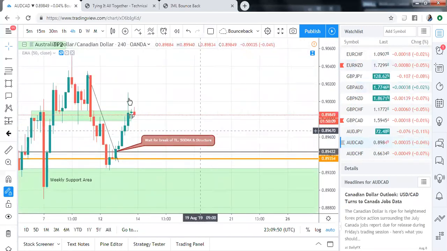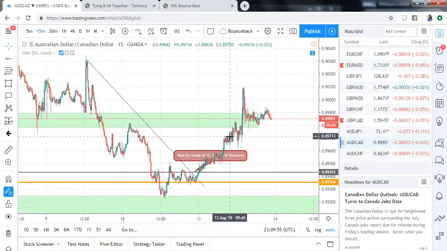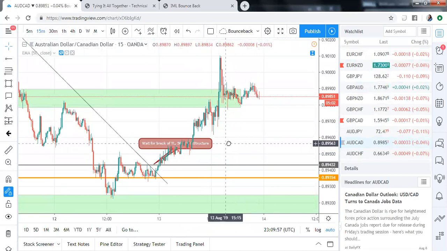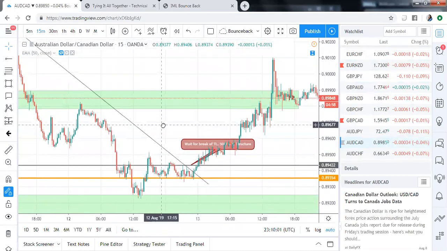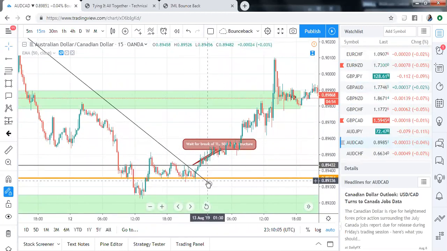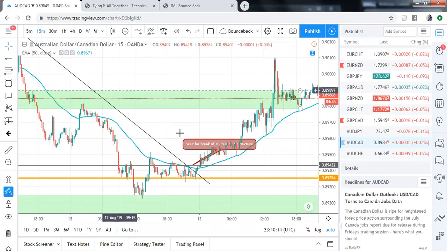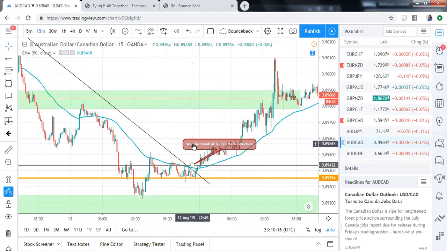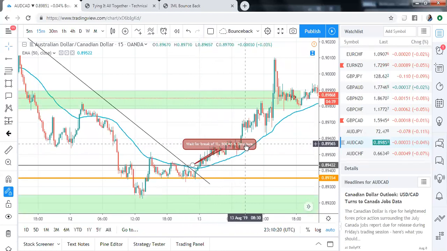Good. So I actually posted this yesterday, and I posted the trend line, and we're going to go through the whole setup now. This is the trend line that I posted. I told you guys to buy on the break of the trend line, the 50 moving average, and structure.